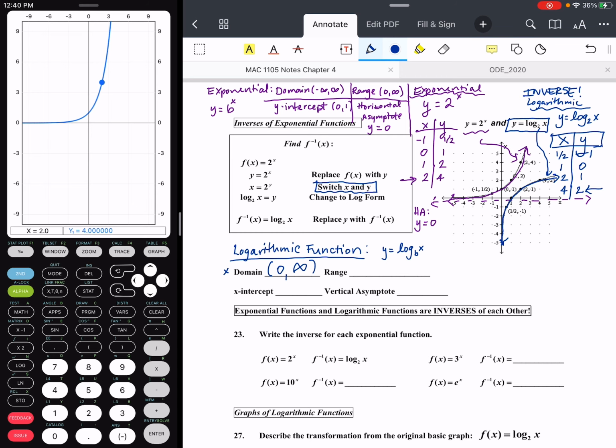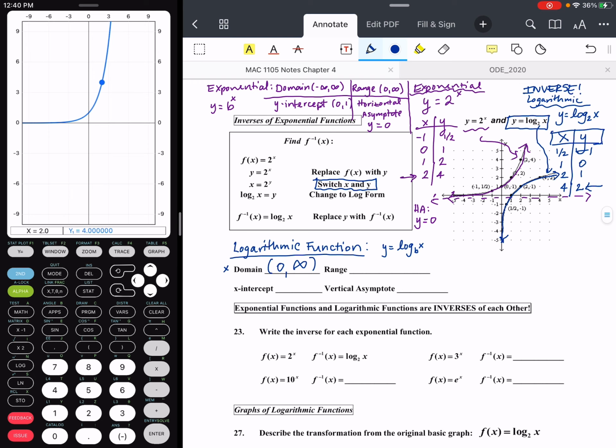The range, however, you can see that the function is going to go just down, down, down forever and ever and ever, and that the function is going to increase forever and ever and ever. So range is now negative to positive infinity.